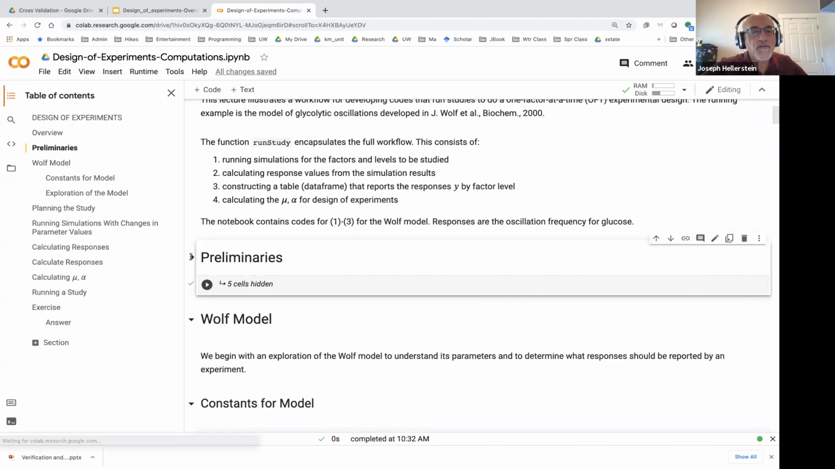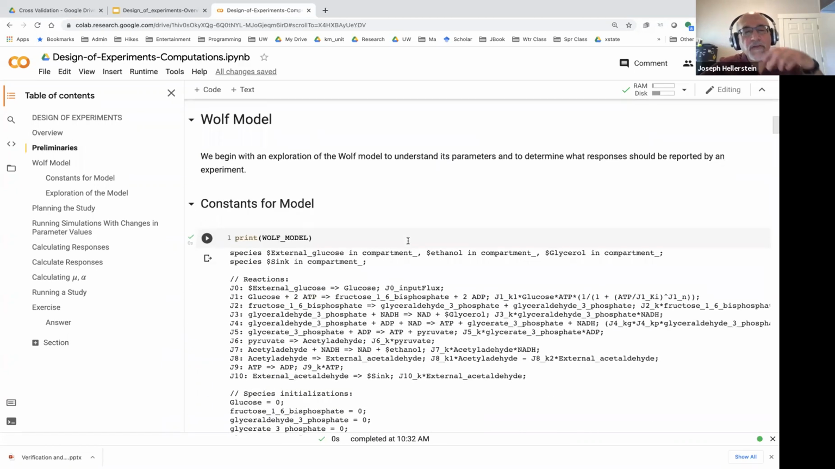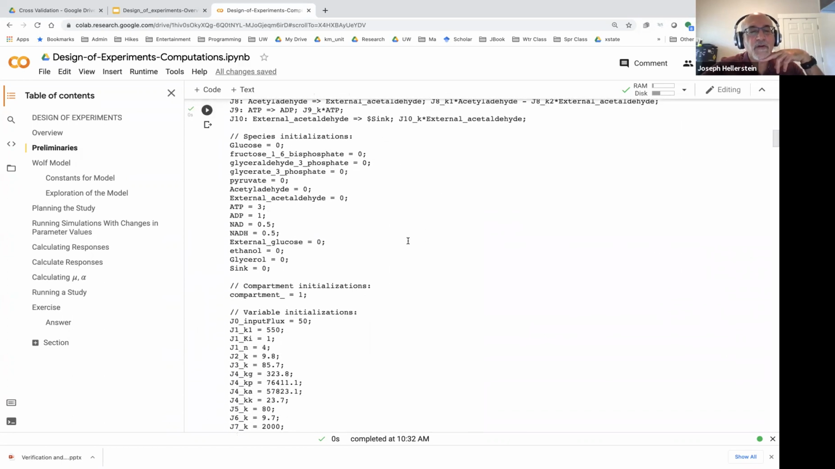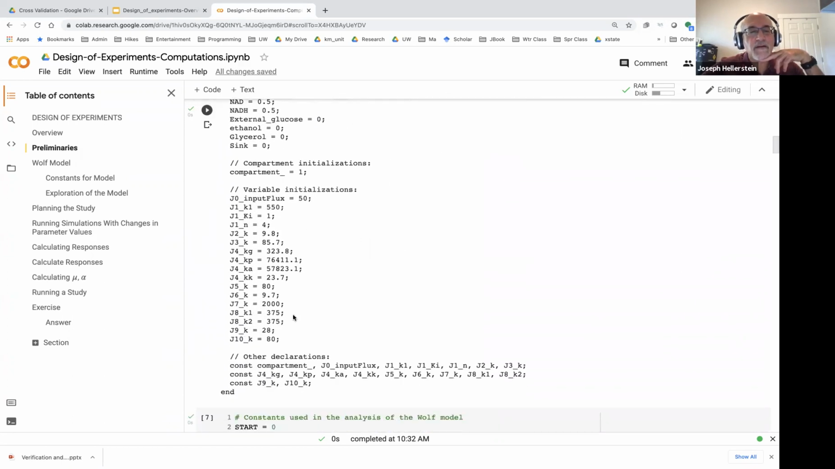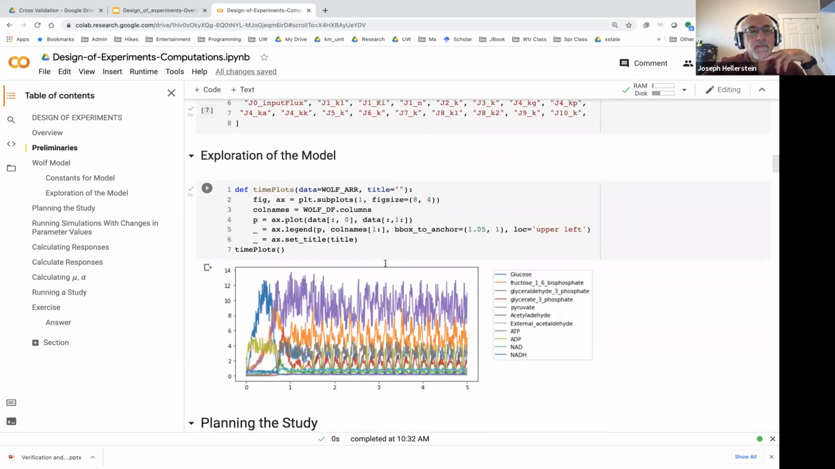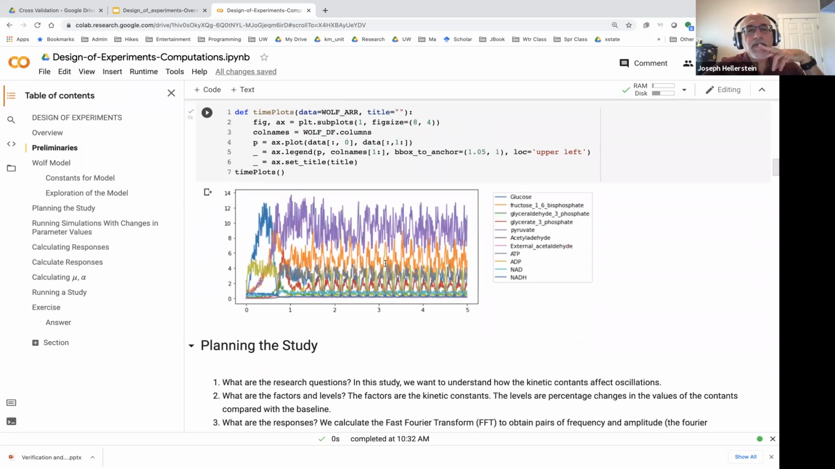Okay, so these are the usual preliminaries. I'm going to do this example on the Wolf model. We've seen this lots of times before. My factors are going to be these constants over here, considering the different levels. This is the model, and I believe this is with the synthetic observational data.